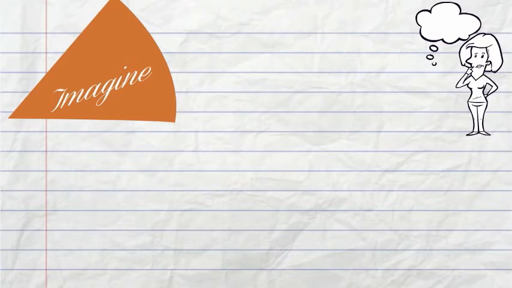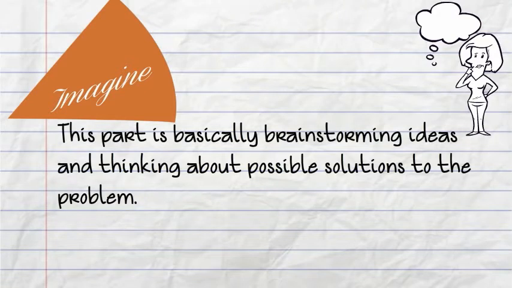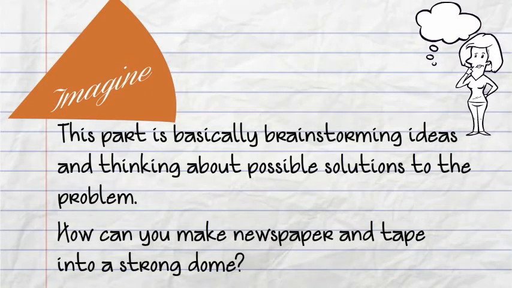Next, we come to Imagine. Imagining is part of the brainstorming process where you will start thinking about all the possible solutions to your problem. When you get to this step, it is a perfect time to talk as a group. Throw out any ideas that come to mind. Even the silliest may work.